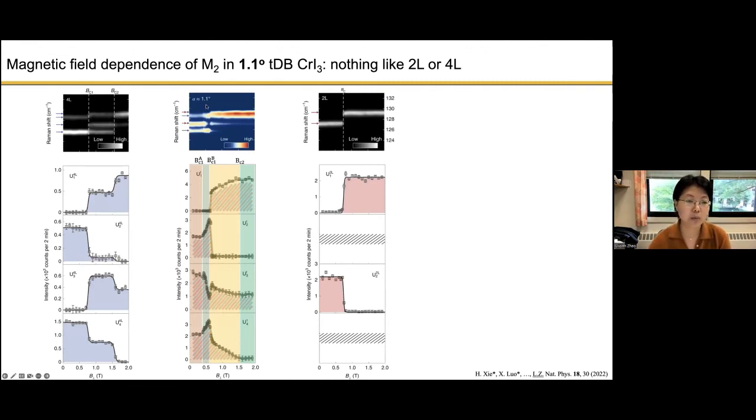We look at this 1.1 degree first in comparison to 4 layers and 2 layers. For 4 layer and 2 layer cases, they show this very beautiful plateau behavior as we explained before. But for this 1.1 degree, it shows complicated features that we don't quite understand now. But at least we can say 1.1 degree is very different from 4 layer and 2 layer, and it cannot be explained by a simple extension of the 4 layer and 2 layer results.